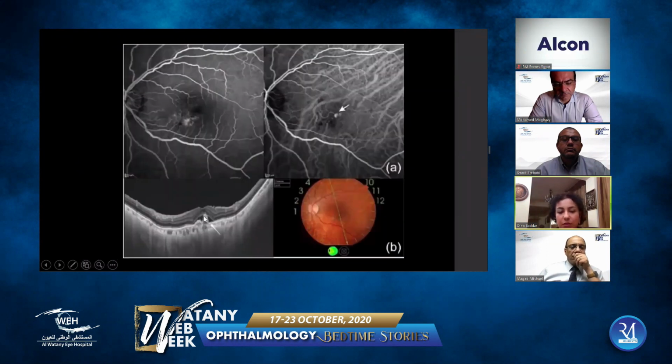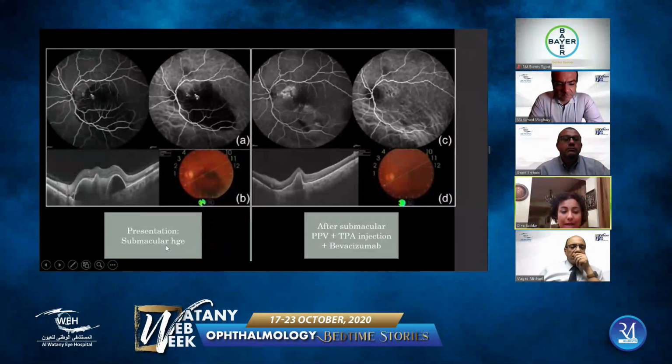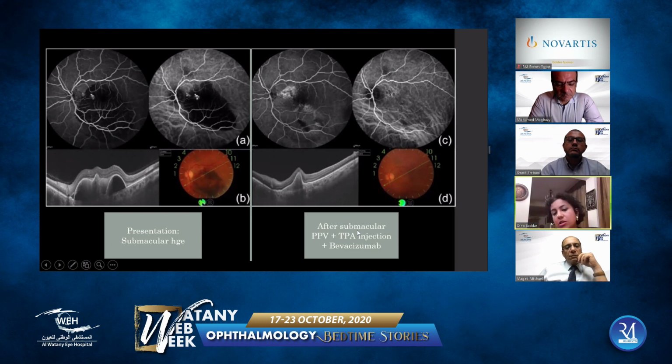Again, these finger-like projections, and the choroid usually looks thickened underneath it. This is a patient from literature who had submacular hemorrhage at presentation. Patient had those large pigment epithelial detachments in the macula and has undergone vitrectomy, submacular TPA injection, and bevacizumab injection.